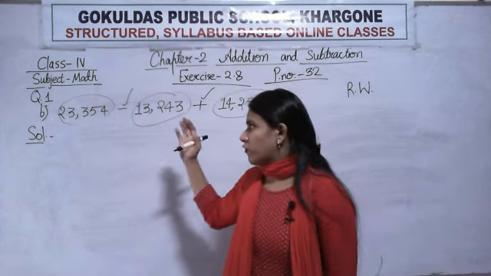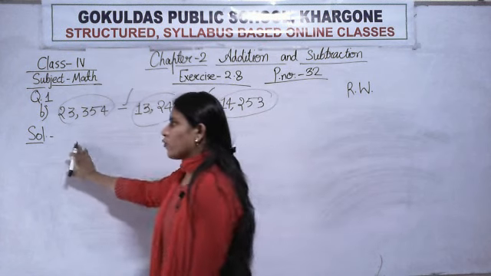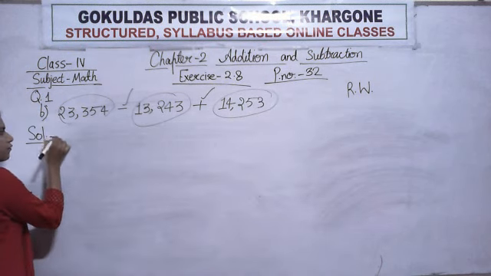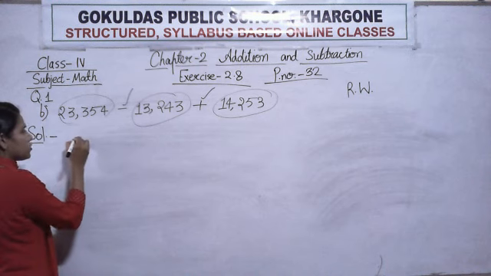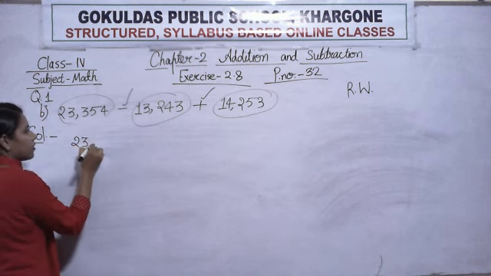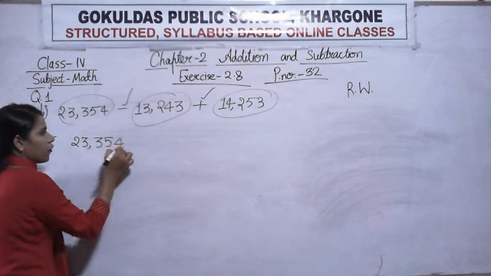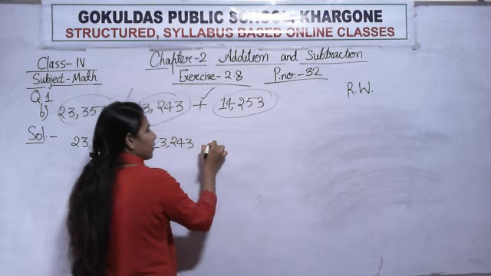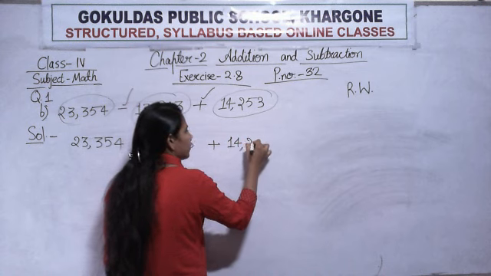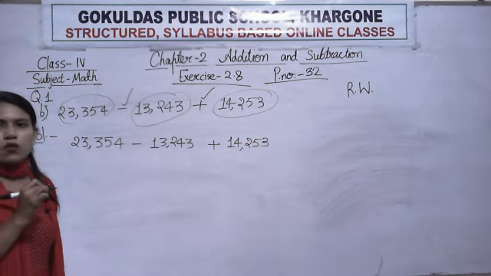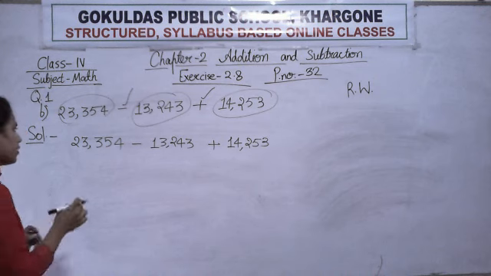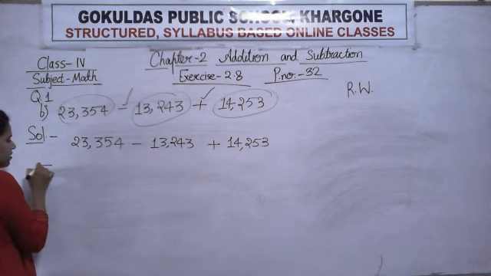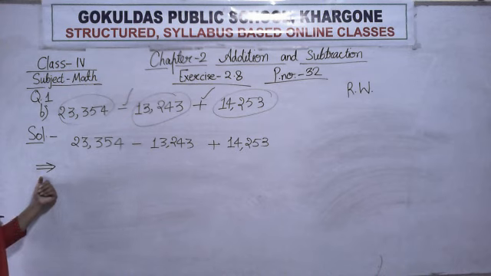So what is this step? First you will rewrite the number. We are going to start the solution. So what is this step for solution? You will rewrite the given question. So I am rewriting the given question. 23,354 minus 13,243 plus 14,253. Okay, I have rewritten the given number. Now when you change this step, you have to put this symbol, and this symbol is this implies symbol.